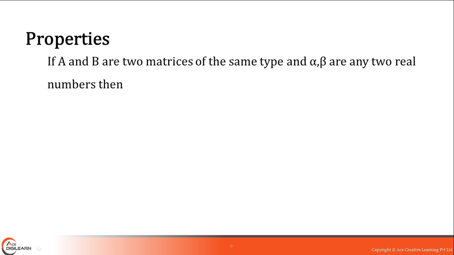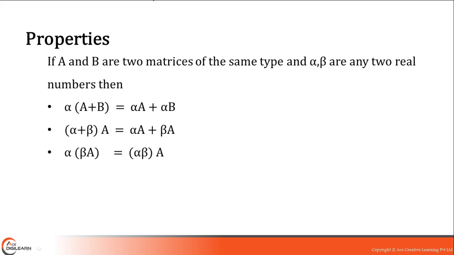Next, few more properties. Let A and B be two matrices of same order and alpha beta be any two real numbers. Then we can write alpha into A plus B equals to alpha A plus alpha B, and alpha plus beta into A is equals to alpha A plus beta A. Alpha into beta A equals to alpha beta into A.